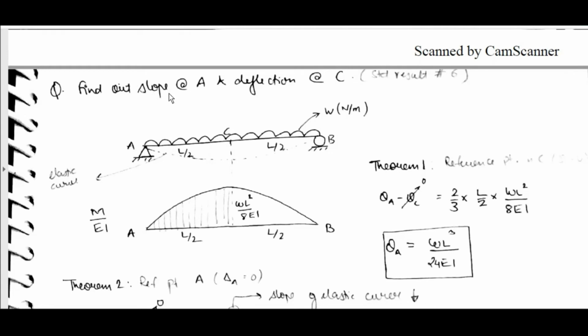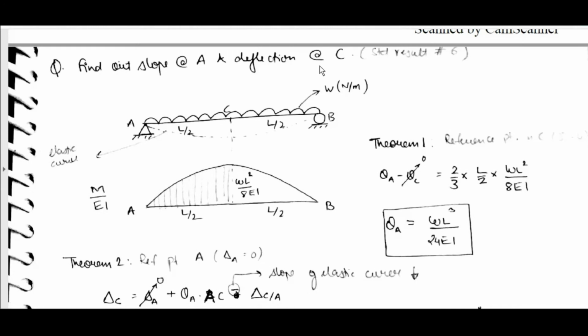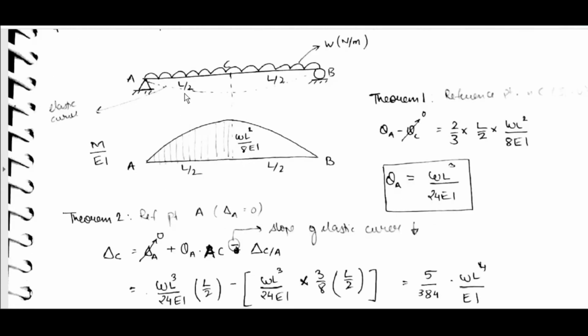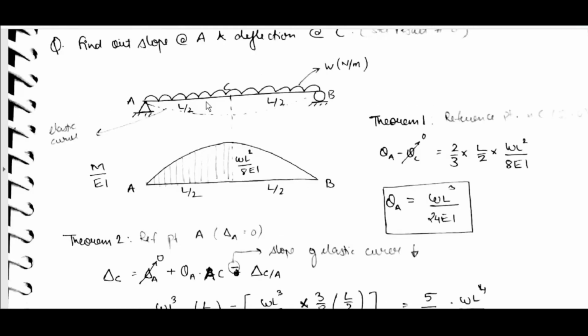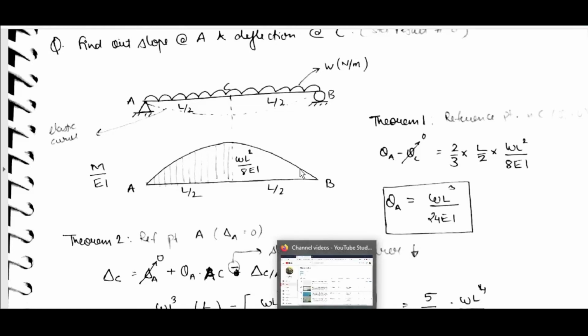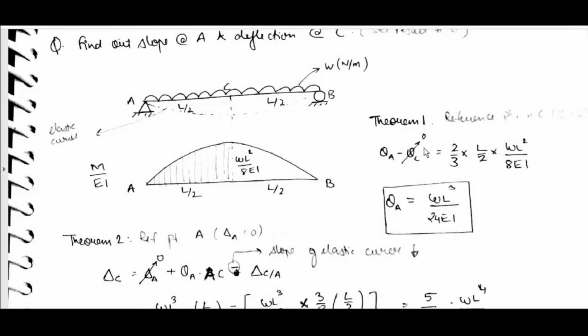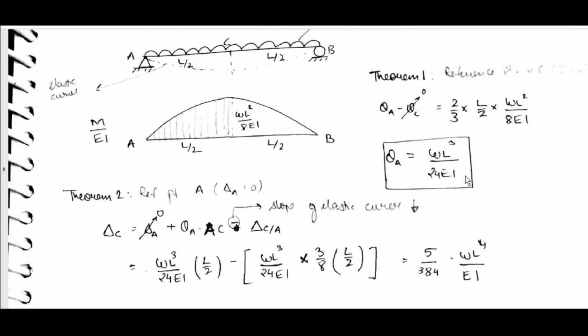Find out one question: find slope at A and deflection at C. The M by EI diagram will be like this. As W is linear, force will be... as W is constant, force will be linear, then M by EI will be quadratic. At center it is WL square by 8EI, we have already done that. Theorem 1: theta A minus theta C is equal to 2 by 3 into L by 2 into WL square by 8EI. Theta A is equal to WL cube by 24EI.